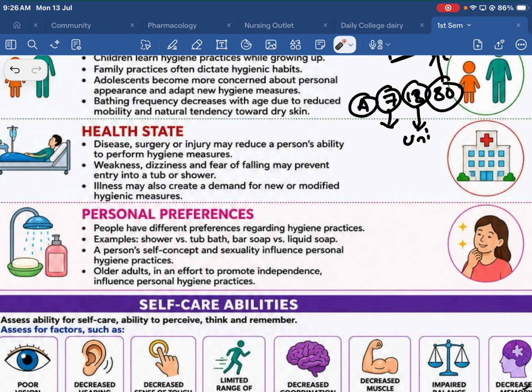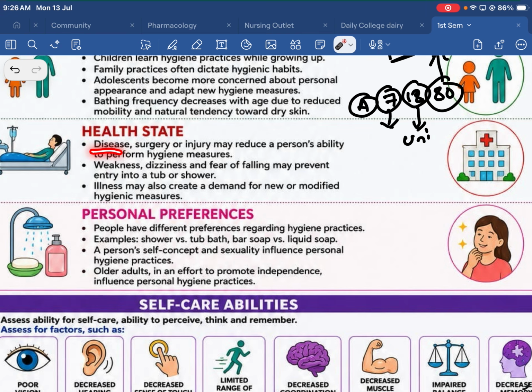So comparing the normal being and illness, we are now comparing the health state, both healthy and illness. A healthy person can take a bath daily, whereas an ill patient can't take a bath daily. That is a factor. Clear? Okay, one is illness, another one is weakness. Due to weakness or dizziness, they can't sit or stand. They may get dizzy, they may fall. So in order to prevent falling, we need to give them a tub bath, or else a bedside shower. Okay, are you understanding?